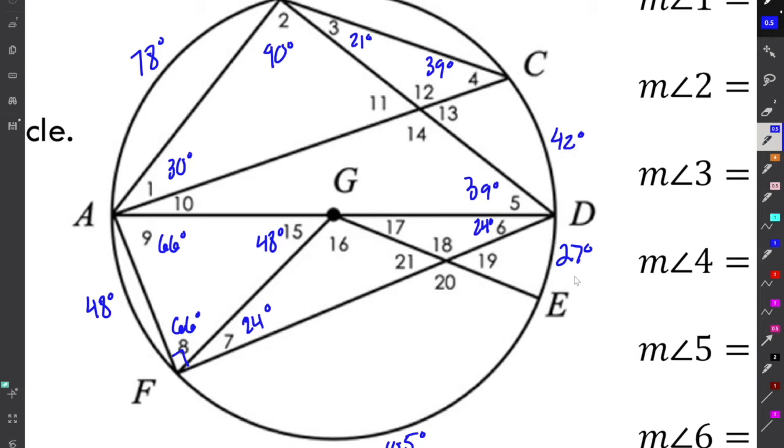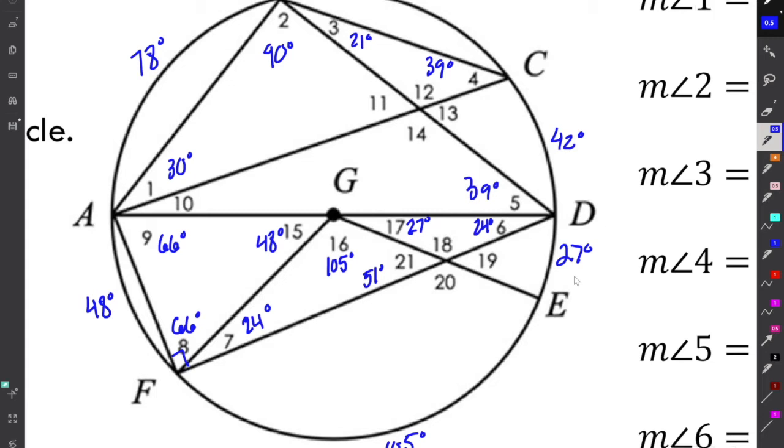Dealing with central angles again, angle 16 is another central angle for the arc FE, so it is also 105. Similarly for 17, it's a central angle for DE, so that's 27 degrees. Okay, let's find angle 21. It's the third angle in this triangle, so we'll do 180 minus 105 minus 24 to get that it's equal to 51 degrees.